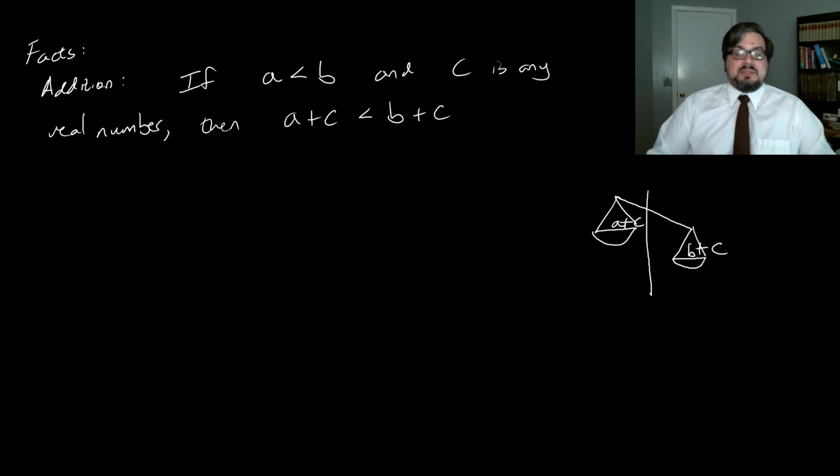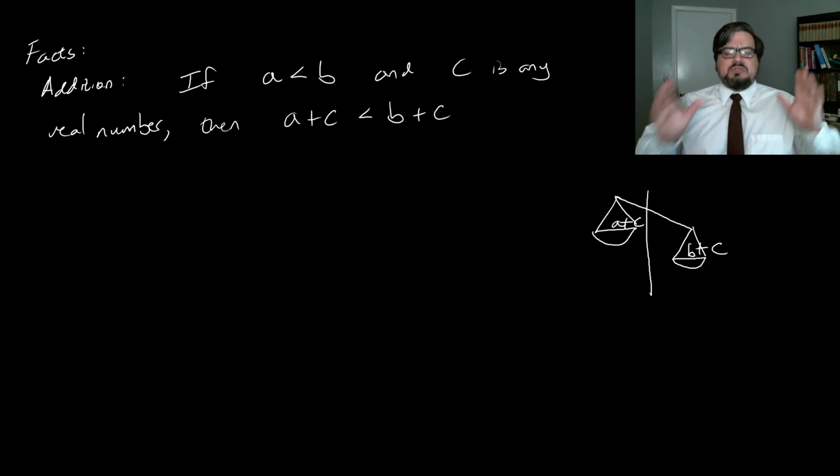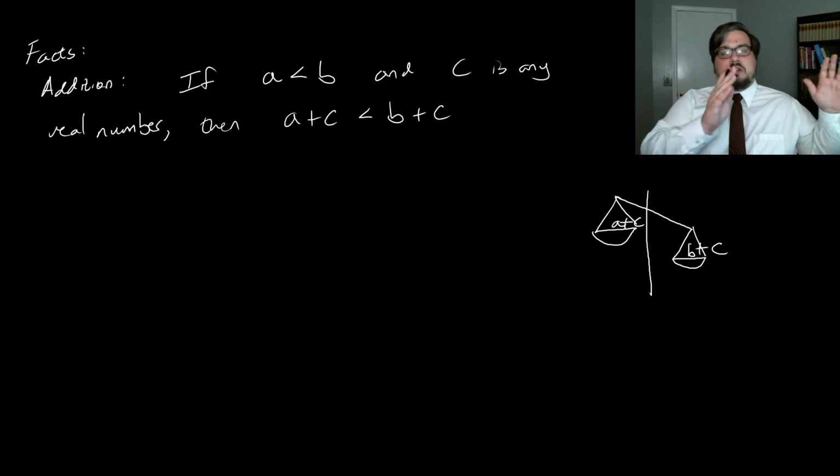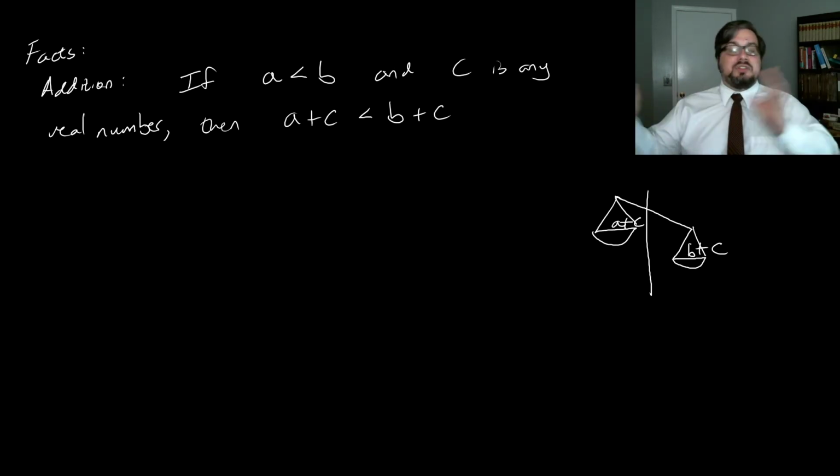Another way of thinking about this is that adding C to the two sides of this inequality just means comparing two numbers that are shifted by C on the number line.